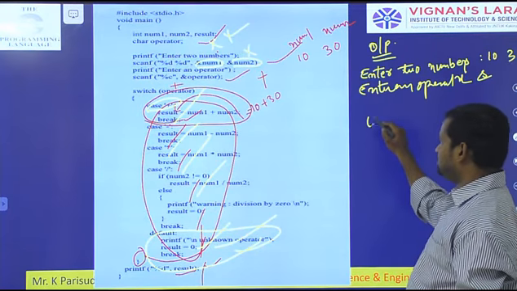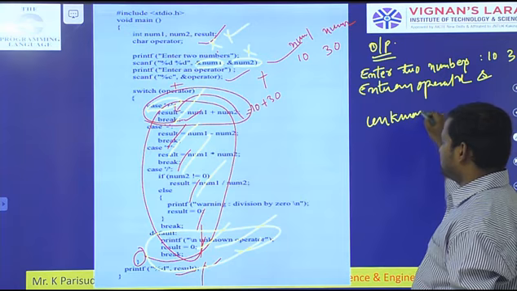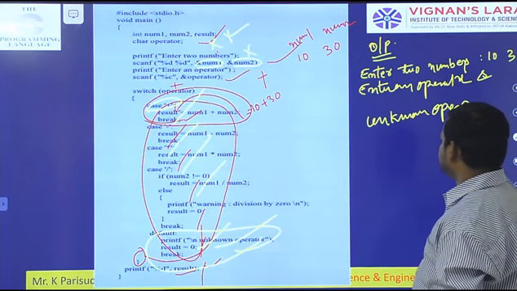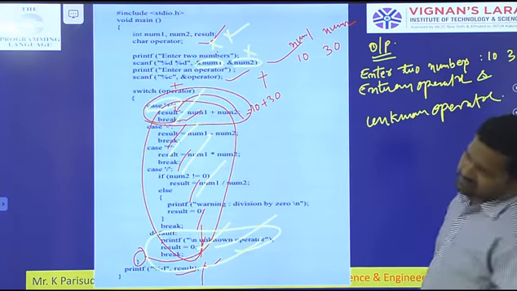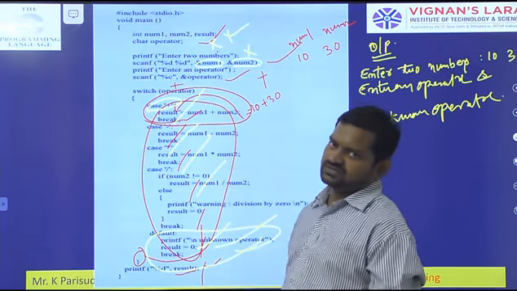What will it print? Unknown operator. Unknown operator is the output of this particular program.